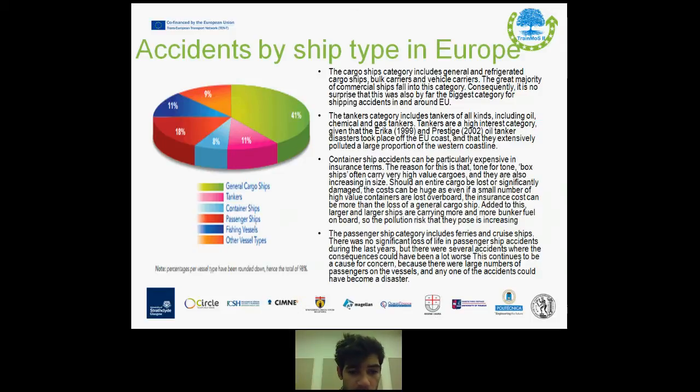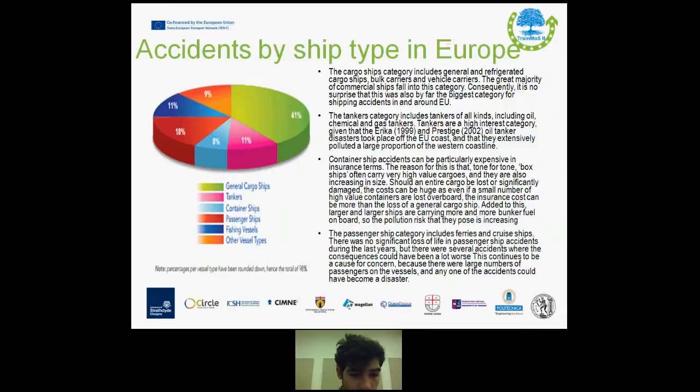The third largest category of shipping accidents are the container ships, with 8% of occurrences. Container ship accidents can be particularly expensive in insurance terms. The reason for this is that ton-for-ton box ships often carry very high value cargoes, and they are also increasing in size. Should an entire cargo be lost or significantly damaged, the cost can be huge, as even if a small number of high-value containers are lost overboard, the insurance cost can be more than the loss of the general cargo ship. Added to this, larger and larger ships are carrying more and more bunker fuel on board, so the pollution risk that they pose is increasing.